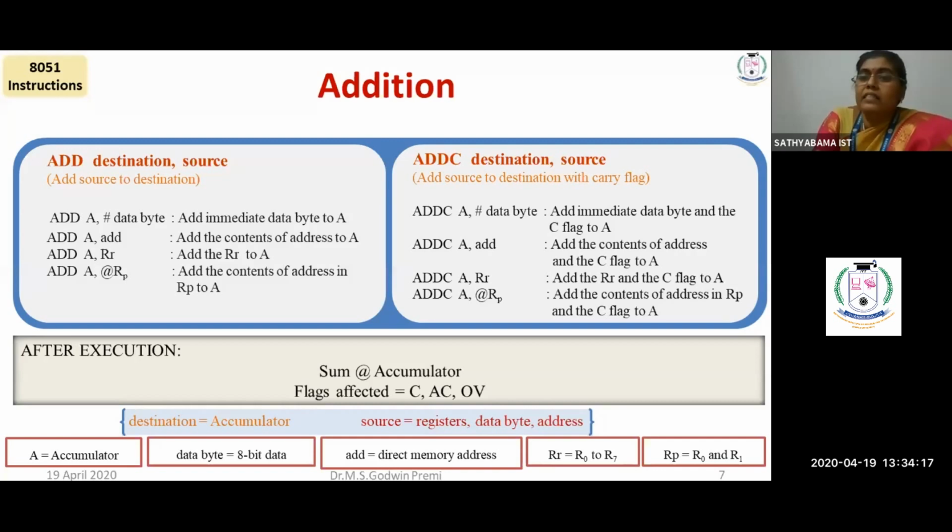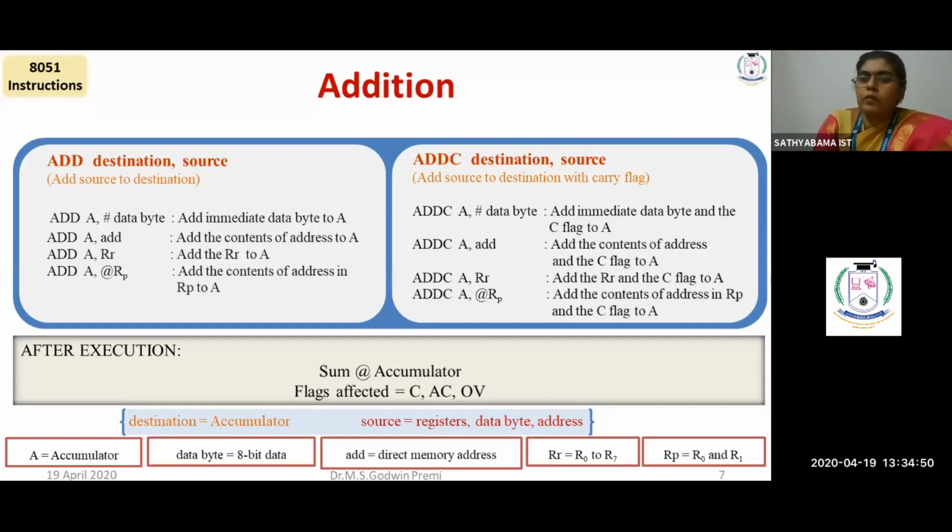Here ADDC A comma add. This add represents the address, direct memory address, internal RAM address. For example, ADDC A comma 50. The contents of 50 is added with the contents of carry flag and is added with the contents of accumulator. So here carry is a single bit. So the contents of address plus carry bit plus accumulator content, that you will be getting the sum.